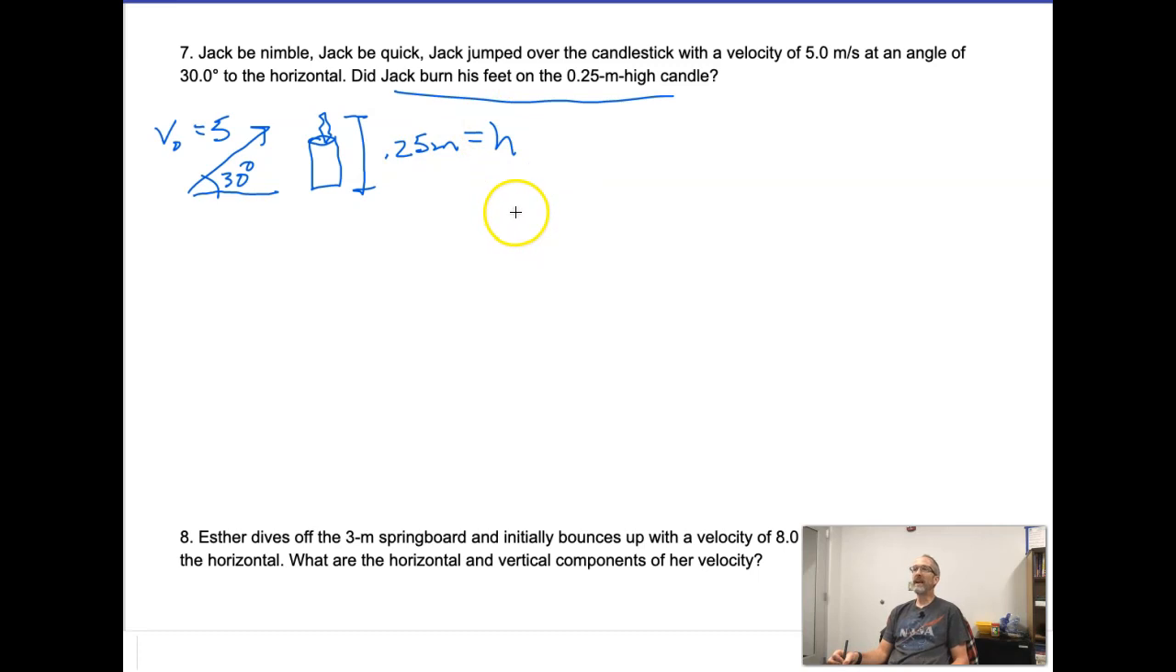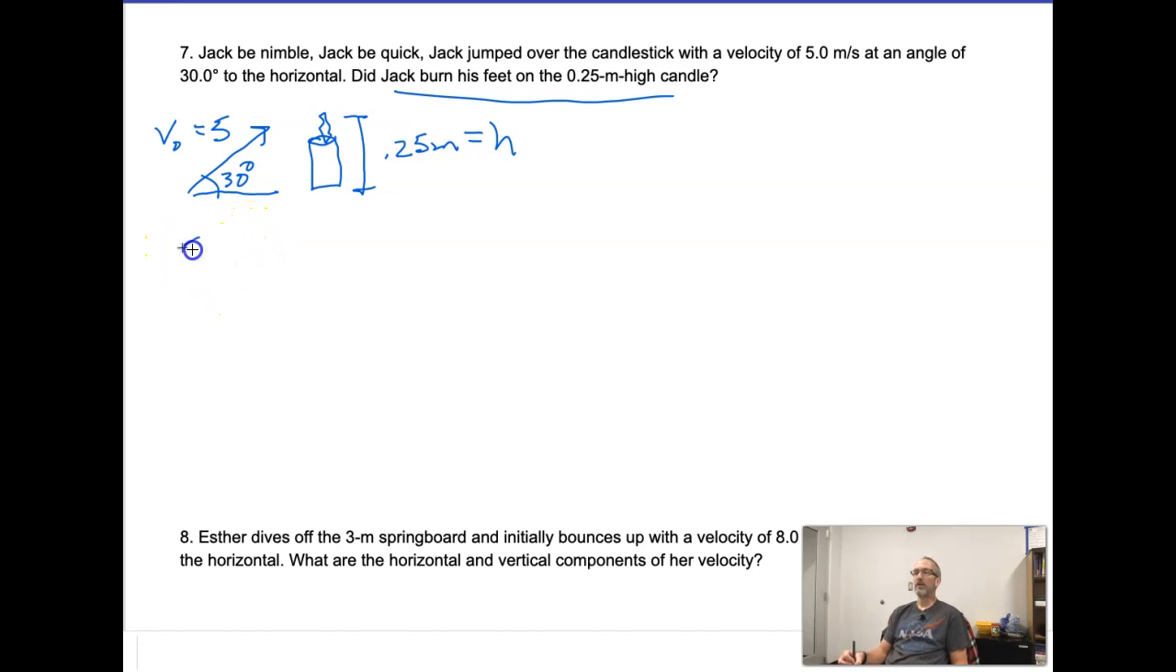We want to find out what is our delta y. And the reason we need the delta y is because if our delta y is bigger than 0.25, we know that he did not burn his feet. If it's less, we know he did burn his feet. Let's go through and find out what the velocity is in the y direction.